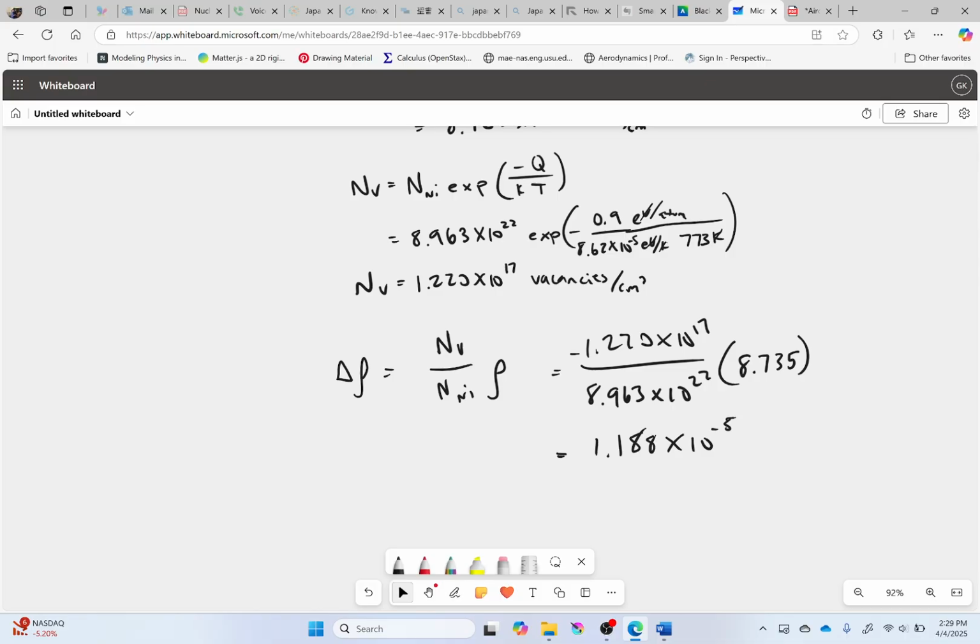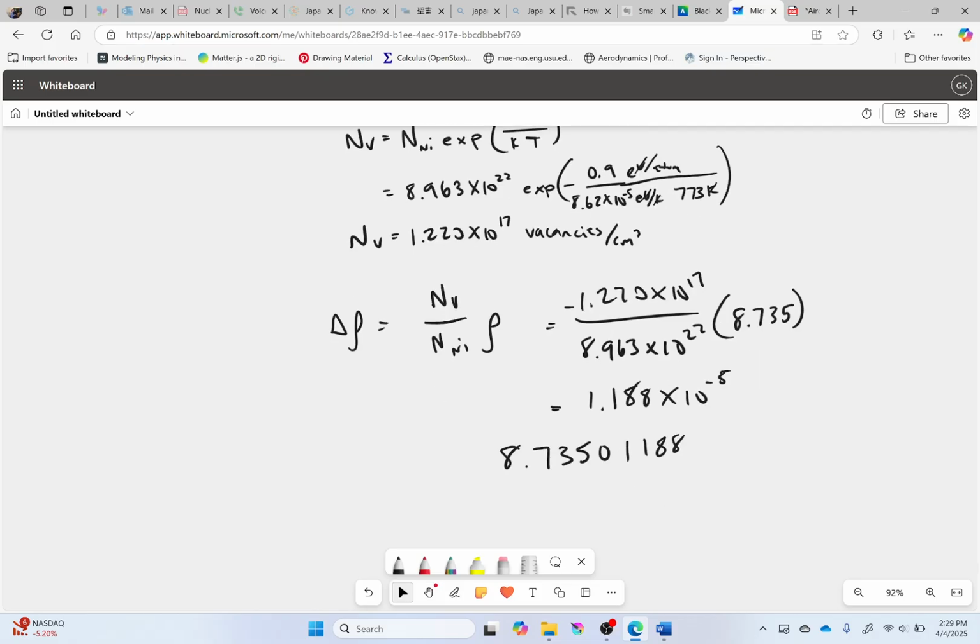So I wouldn't even be able to see this. Actually, I was supposed to be subtracting here, but I would completely say it's a wash. At 500 degrees Celsius, the change due to vacancies is negligible. So my density is really just constant.